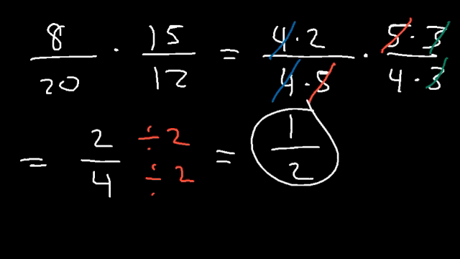So if you're dealing with fractions, simplify first before you multiply if you're dealing with large numbers. You can do so for small numbers too, but for small numbers you don't really need to. But for large numbers, you can solve it faster if you simplify it first.